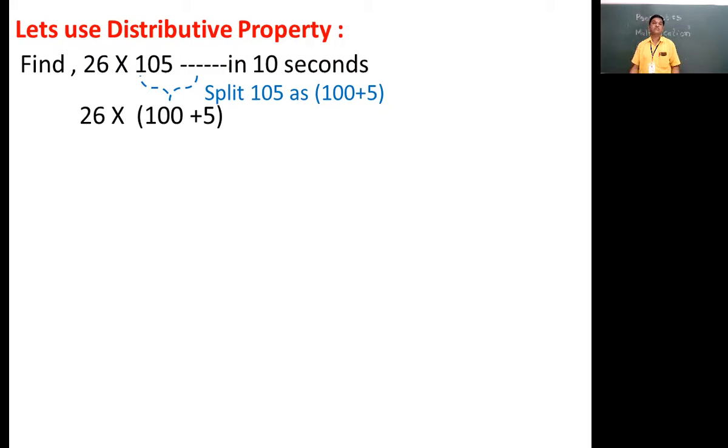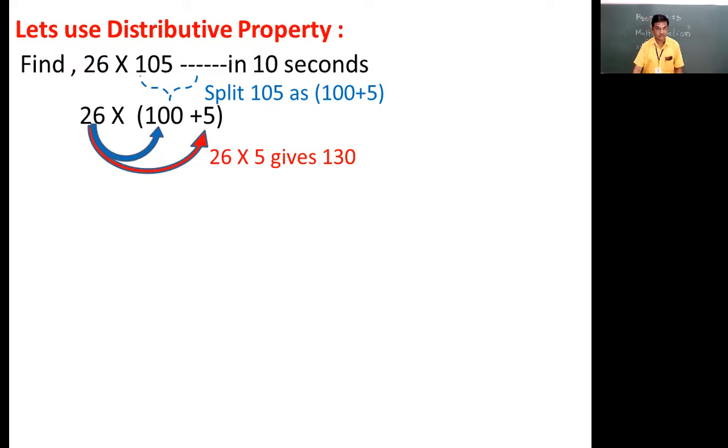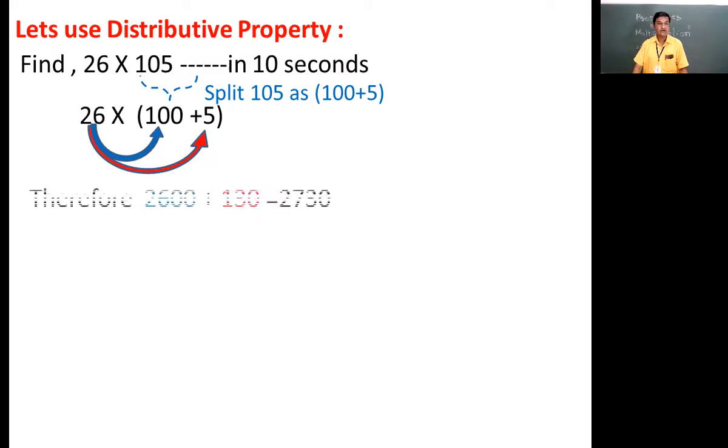Now, what does the distributive property say? If we are going to multiply the number which is outside the bracket with all the numbers inside the bracket that are in addition or subtraction. So, 26 will be multiplied with 100, we get 2600, and 26 will be multiplied with 5, and we are getting 130. Next thing, what to do about these products? 2600 and 130. Definitely, we are going to add them because there is a sign of addition in between 100 and 5. And we get the product of 26 and 105 as 2730.